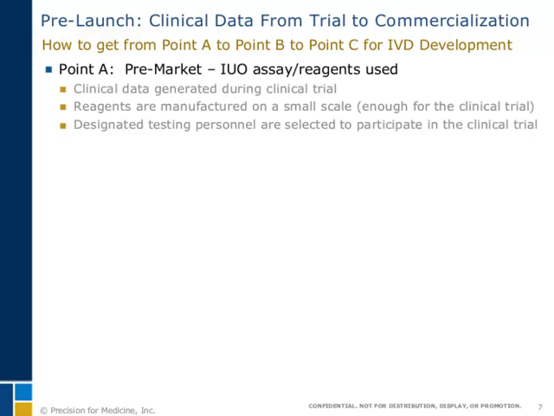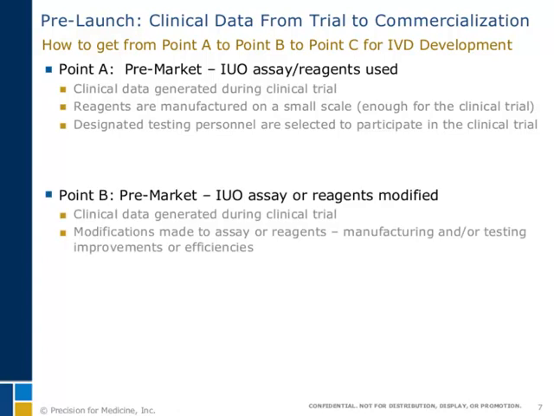You've got your investigational use reagents. You've used those to generate the clinical data during the trials. The reagents were manufactured on a small scale, just enough to run the clinical trials. And you had designated testing personnel who were specifically selected to participate in the trial. So that's where you start off. You've got your clinical data now from your small-scale IVD reagents, IUO reagents.